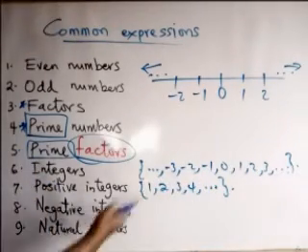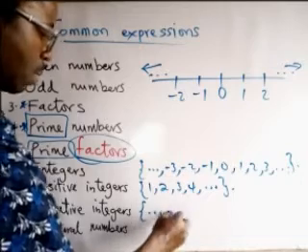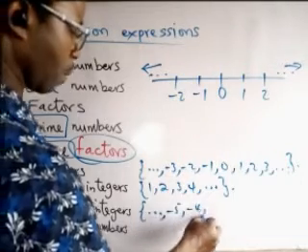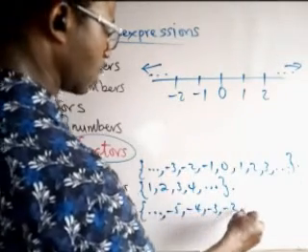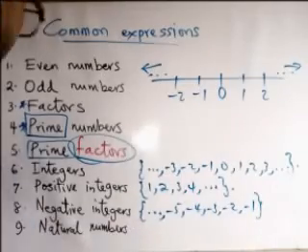And negative integers, from what we have over there: dot, dot, dot, maybe -5, -4, -3, -2, and I'll stop when I get to -1. So all those are my negative integers.